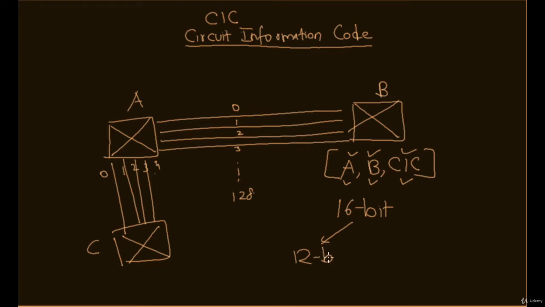Now each CIC is actually 16-bit, but out of 16 bits, only 12 bits are used, and 4 bits remain as spare. These 4 bits act as a CIC extension if it is required in international communication. But for national communication, only 12 bits are used. Now see how these 12 bits can be used.